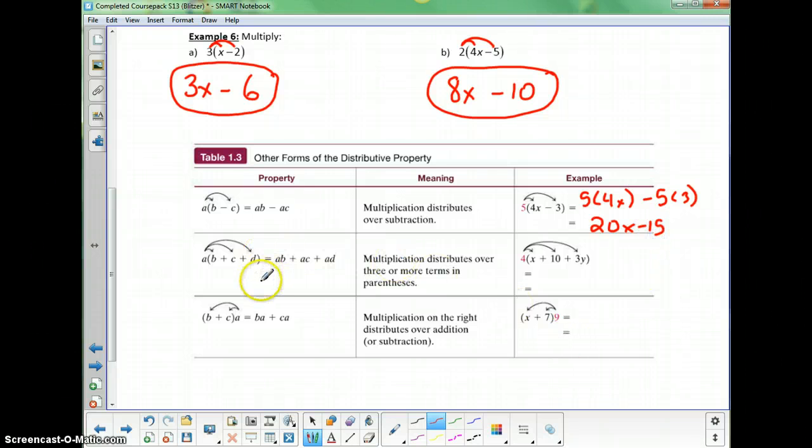Alright, and again, it doesn't necessarily have to be 2 things inside of the parentheses. We can go ahead and distribute over 3 things. So in this example, it'd be 4 times x plus 4 times 10 plus 4 times 3y for a simplified answer of 4x plus 40 plus 12y.